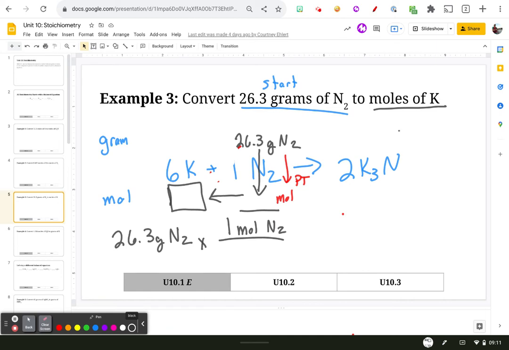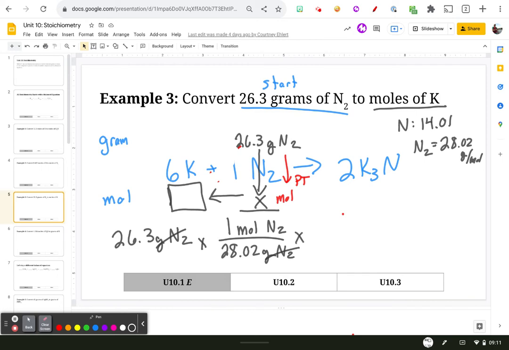Whatever the mass is on the periodic table, I need to find the molar mass of N2. If you look, I'm going to do this off to the side, N is 14.01, but the formula I'm working with is N2, so it's 28.02 grams per mole. So 1 mole of N2 is equal to 28.02 grams. That's going to cancel out my grams of N2, and now I'm into moles of N2.